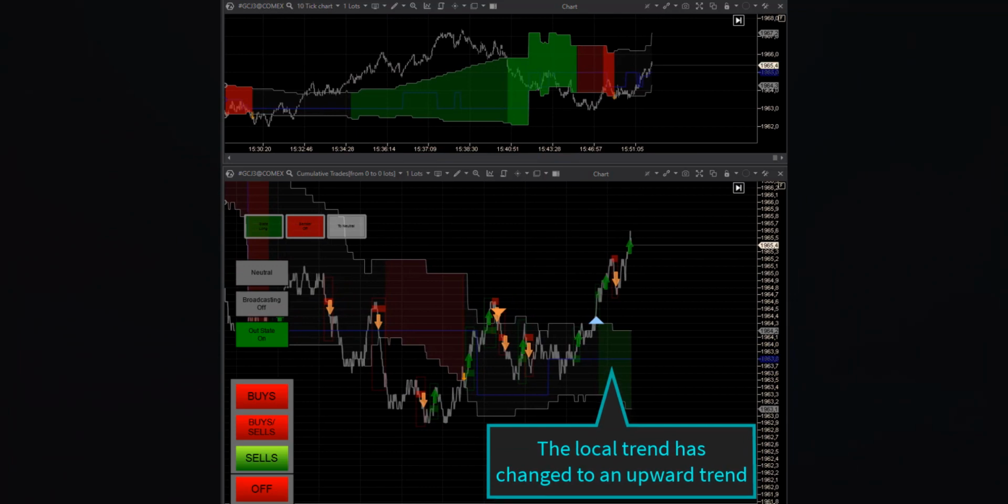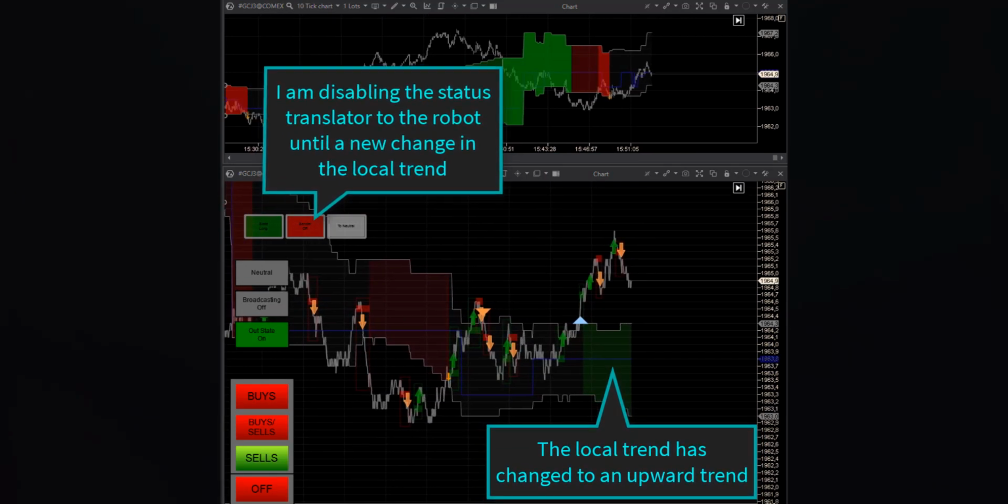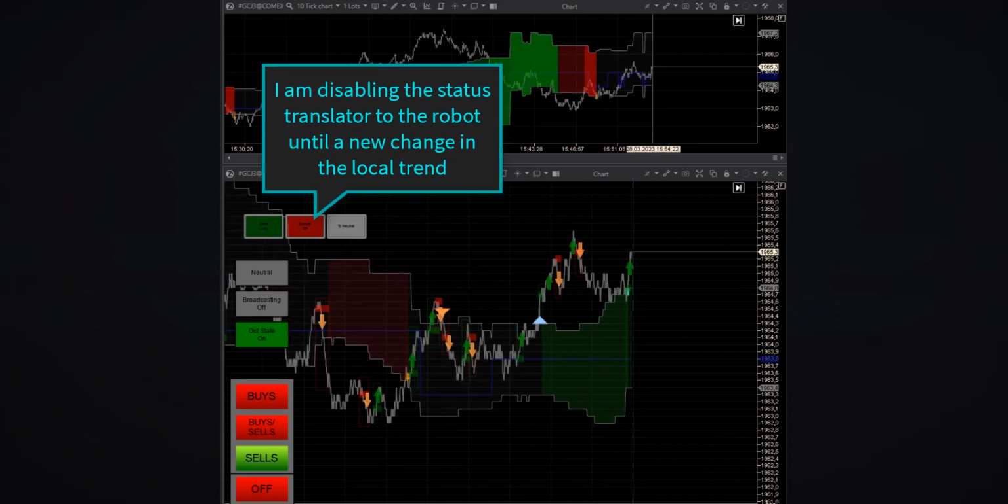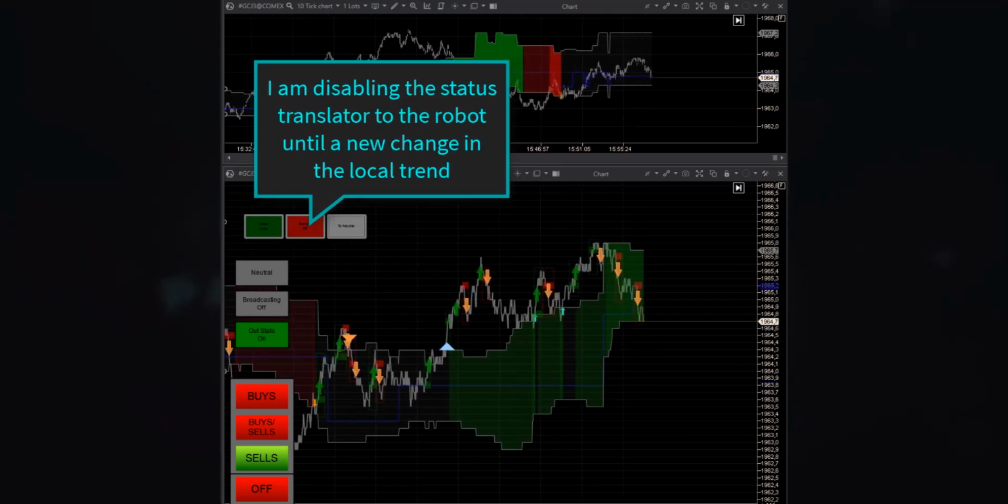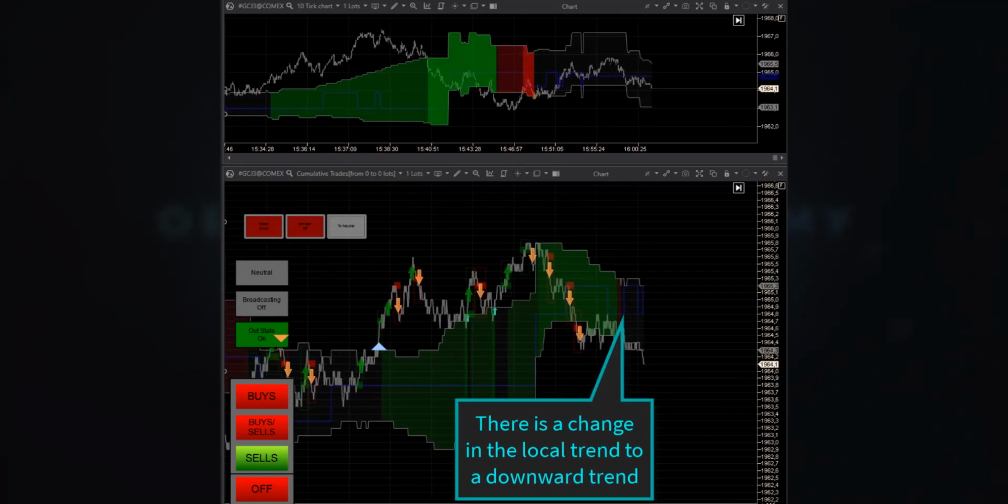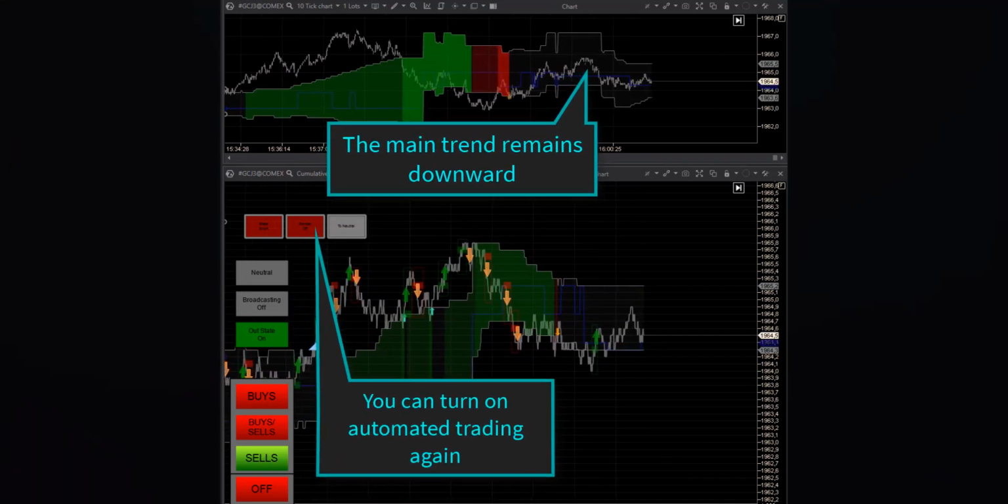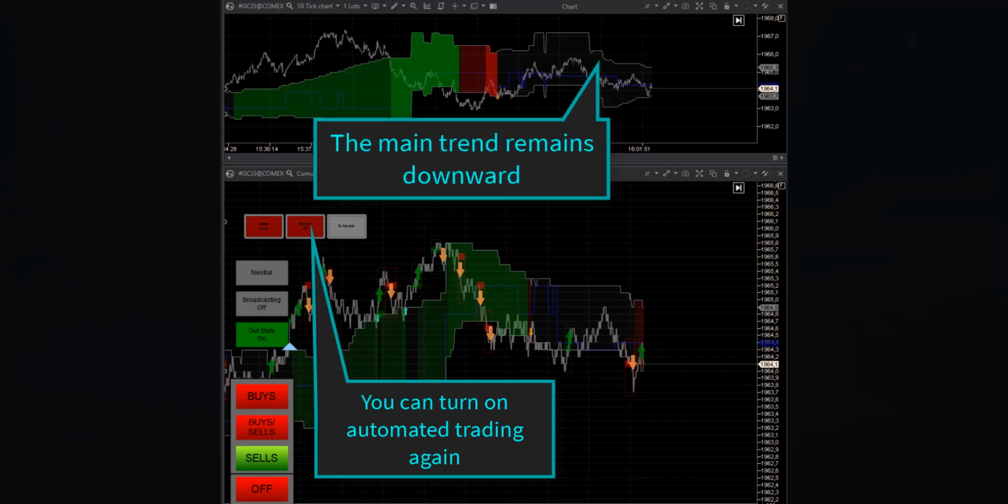The local trend has changed to an upward one. I turn off the status translator in the robot until a new change in the local trend. There is a change of the local trend to a downward one. The main trend remains downward. You can turn on the automation of trading again.